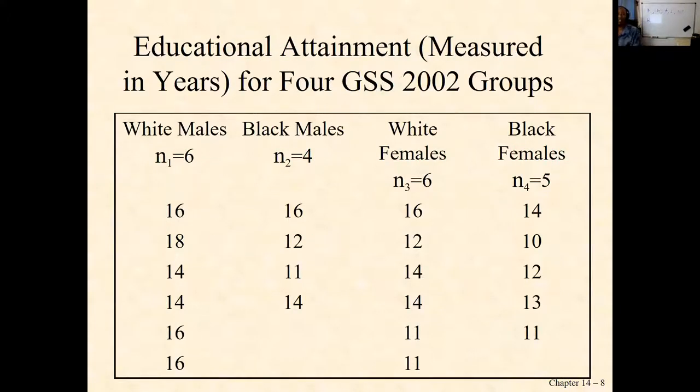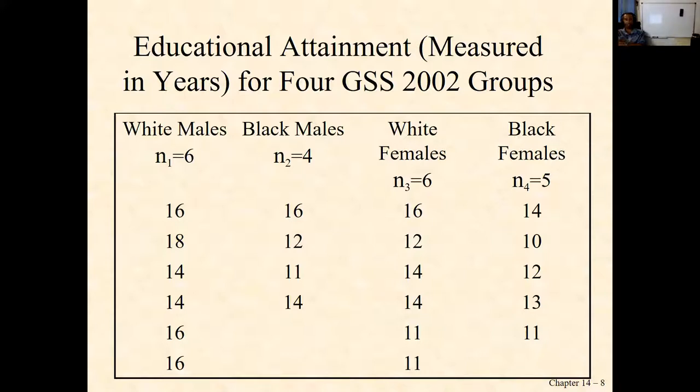So this is going to be the data, so let's forget the whole discussion about mean wages. Let's look at the mean years of education for these four groups. Let's just say we pulled four samples from a population: white males, black males, white females, black females. I want to know whether or not, in the population, the mean years of educational attainment for these different groups are equal. And so I pulled some sample data.